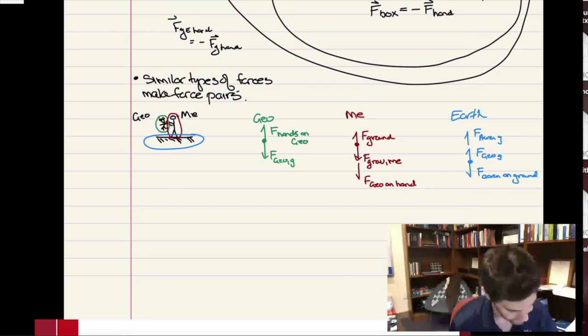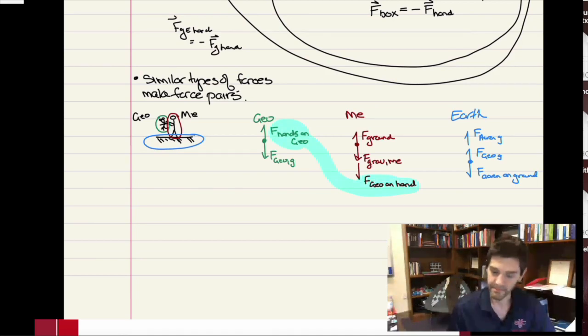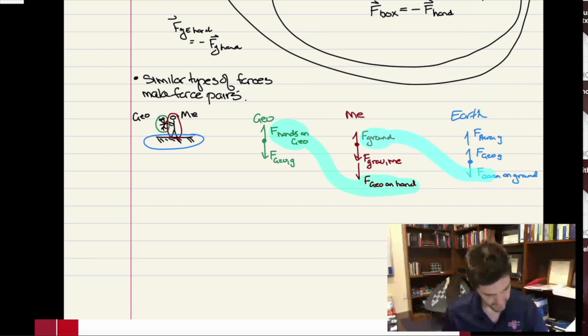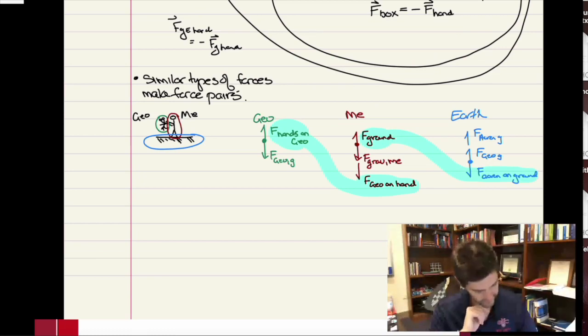Maybe I'll try to do this with a highlighter. The hand ones are an easy one at least. I'm touching Geo with my hands, Geo is touching my hands, so therefore those two forces must be related. I'm touching the ground, so this ground force, the ground pushes up on me, I'm pushing down on the ground. Let's see. Gravity is pulling down on me, so therefore I'm pulling up on the Earth.